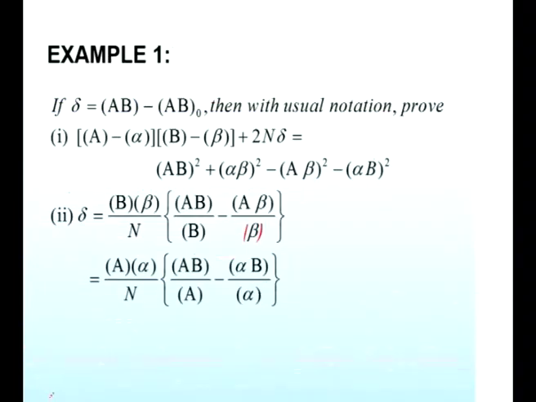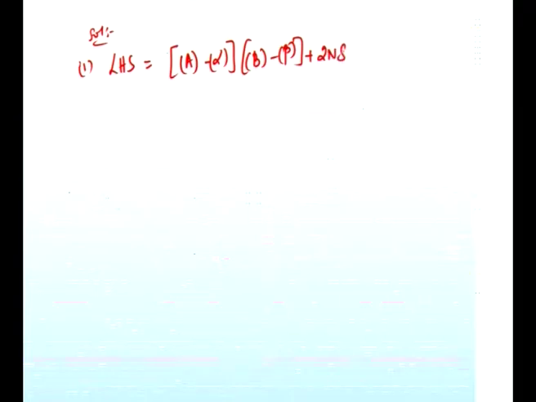What is the LHS of 1? LHS of 1 is A minus alpha into B minus beta plus 2n delta. Okay, we will simplify this. What does A stand for? A stands for AB plus A beta. Okay, minus what does alpha stand for? Alpha stands for alpha B plus alpha beta.